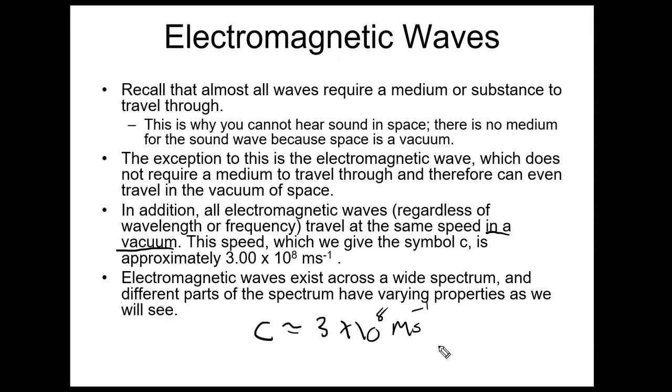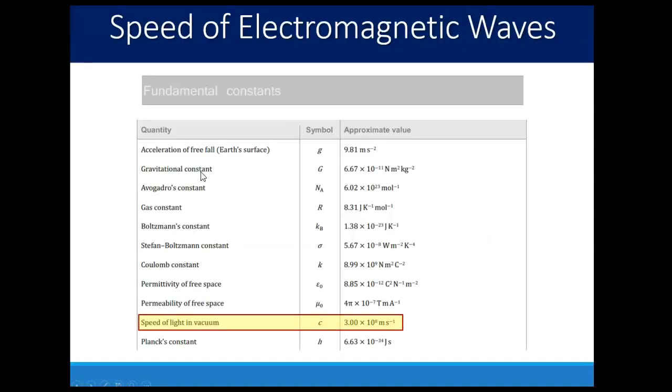You also might be aware that electromagnetic waves exist across a wide spectrum. This is called the electromagnetic spectrum or the EM spectrum, and different parts of the spectrum have different properties, as we'll see over the next few minutes. I will also tell you that the value of the speed of light is given in the data booklet. This is a picture of the IB data booklet, and you can see it's on the constants page down here, speed of light in a vacuum, along with some other useful constants.